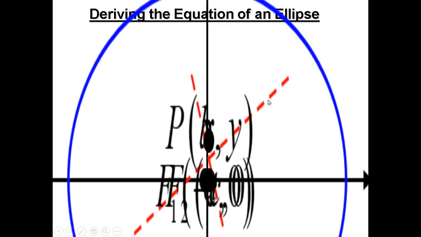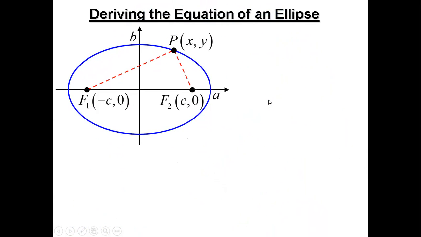Let's derive the equation of an ellipse. Given a graph here, for point P we label its coordinates x and y, and for point F sub 2, we have the coordinates c and 0, and for F sub 1, we have the coordinates negative c and 0.